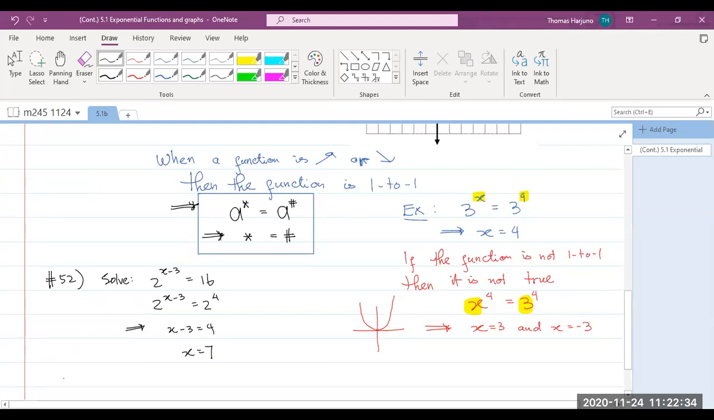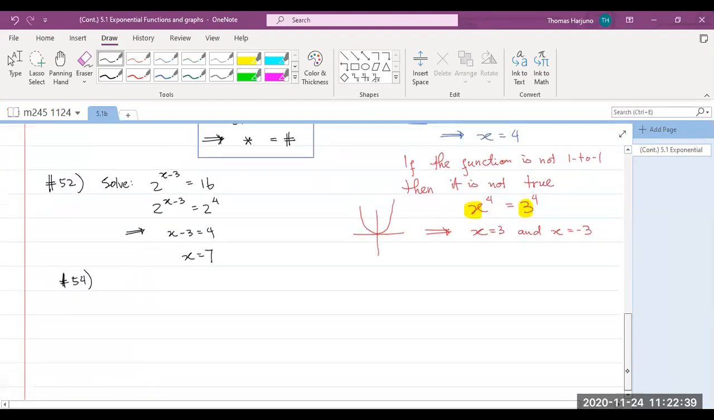Number 54. Solve 5 to the x minus 2 equals 1 over 125. Now, 125 is 5 cubed, but because it is in the denominator, when I bring it up, it becomes a negative exponent, 5 to the -3. Then by one-to-oneness, x minus 2 equals -3, which means x is -1.